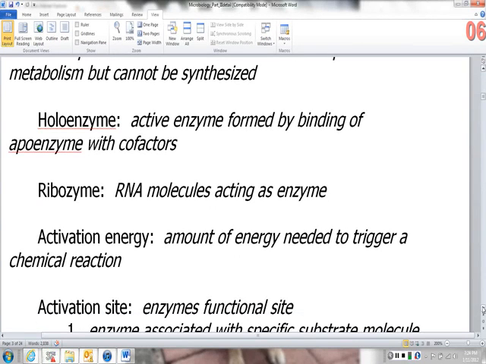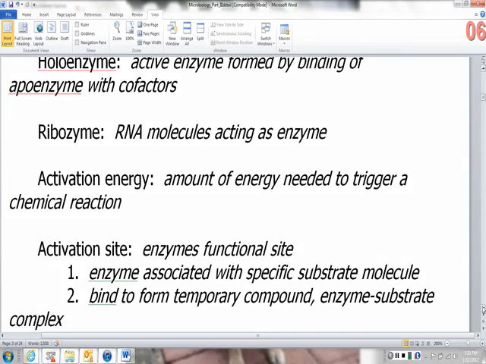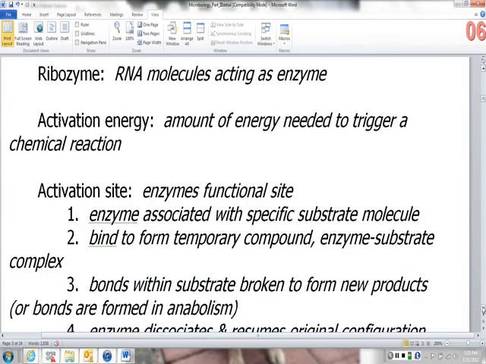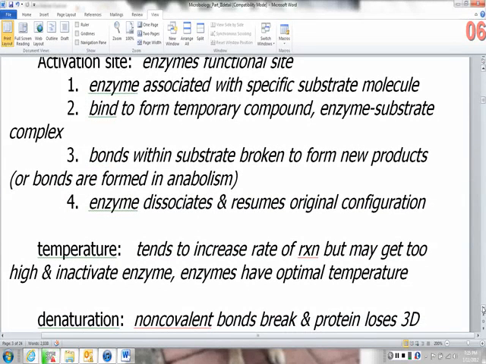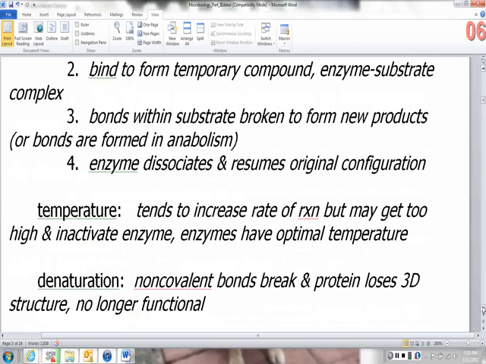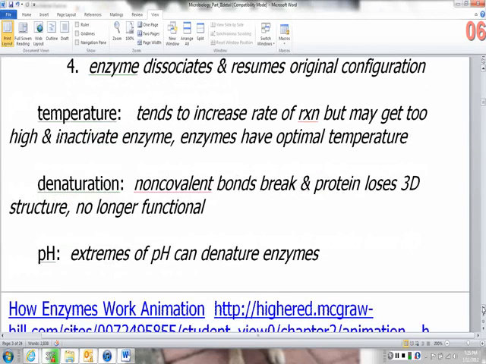Activity of enzymes can be influenced by several things. An increase in temperature will tend to increase the rate of the reaction, but if it gets too high, it may inactivate the enzyme. Each enzyme will have an optimal temperature for the quickest rate of reaction. If an enzyme denatures, the non-covalent bonds break and the protein loses its three-dimensional structure and is no longer functional. Along with too high a temperature, extremes of pH may also denature enzymes.